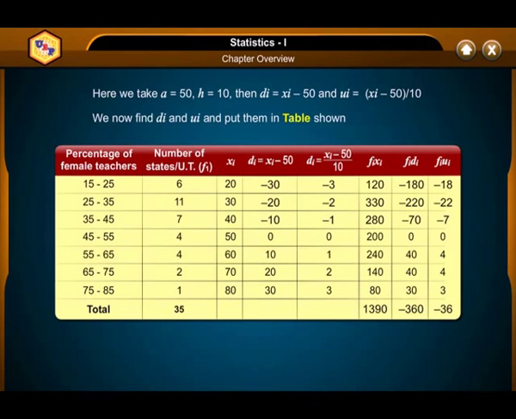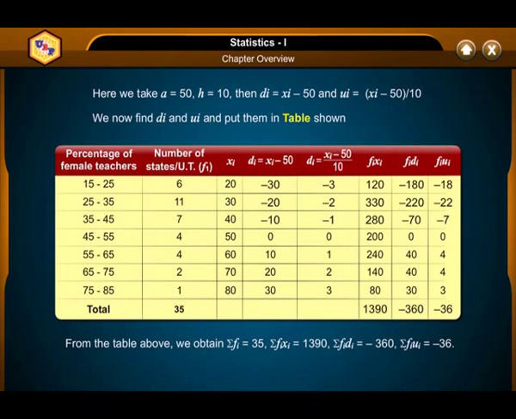55 to 65, 4, 60, 10, 1, 240, 40, 4. 65 to 75, 2, 70, 20, 2, 140, 40, 4. 75 to 85, 1, 80, 30, 3, 80, 30, 3. Total 35, 1390, minus 360, minus 36.